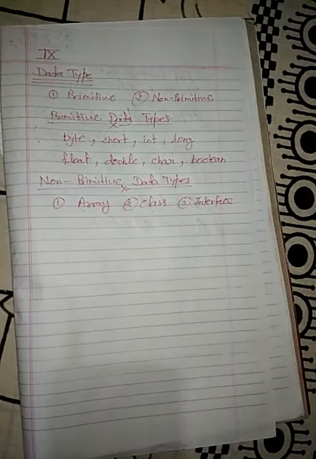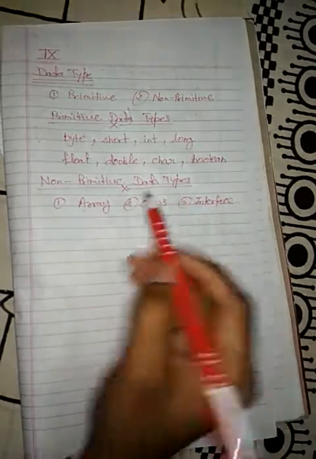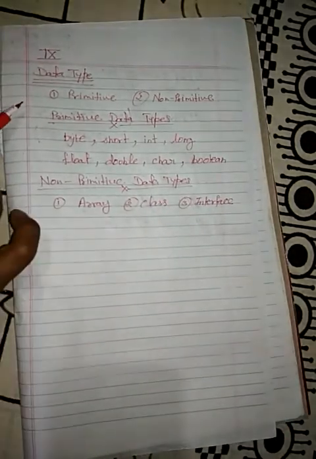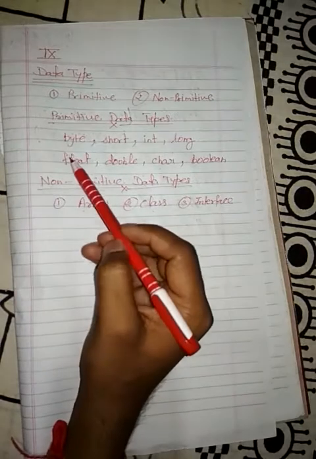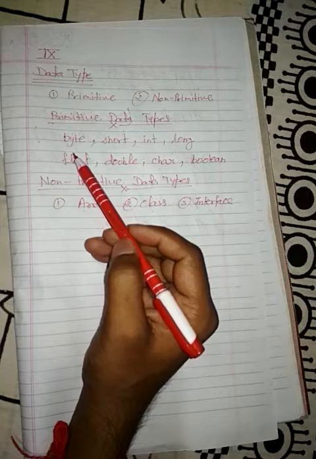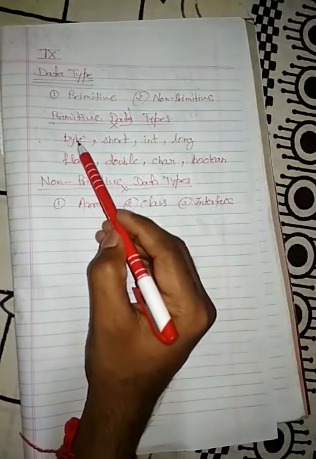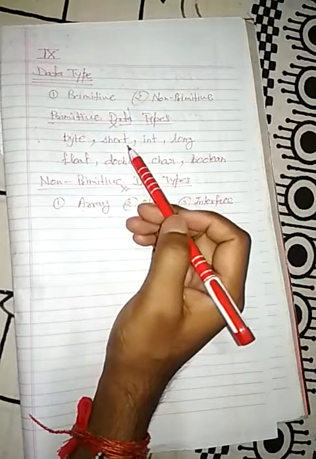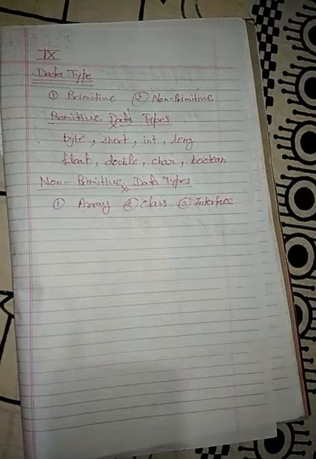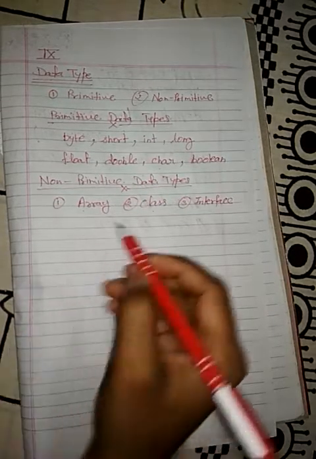And you have to do one thing about the data type: there is a table given in your book related to size and range of the primitive data types. You have to design that table into your copy.